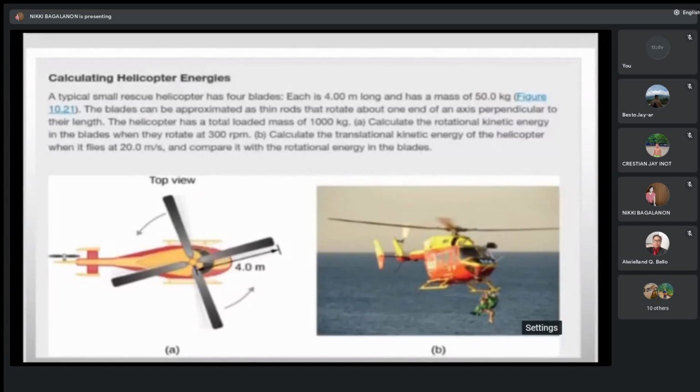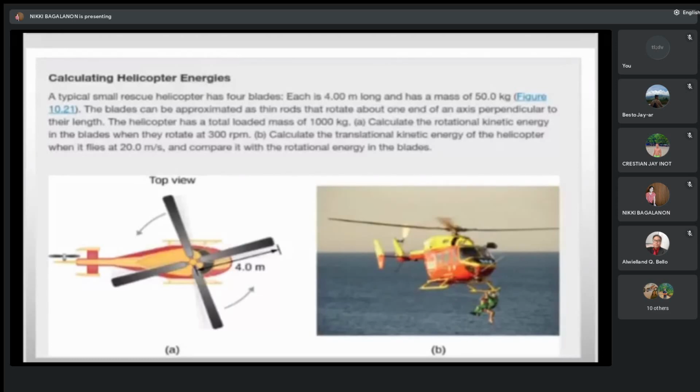Calculating helicopter energies. A typical small rescue helicopter has 4 blades. Each is 4 meters long and has a mass of 50.0 kg. The blades can be approximated as thin rods that rotate about one end of an axis perpendicular to their length.